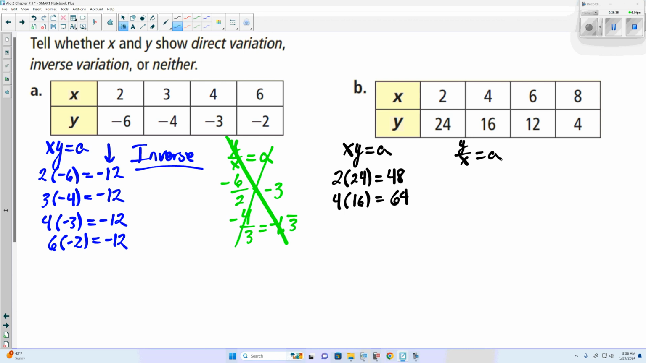y over x is equal to a. So we have 24 over 2 is... Wait a minute, what? Oh, divide. 12. 6 over 4 is... So the numbers have to match up, because the amount of change has to be the same for any spot along that line. It has to be increasing or decreasing by that amount. Bless you. Questions on this here? Inverse is times and direct is divide.